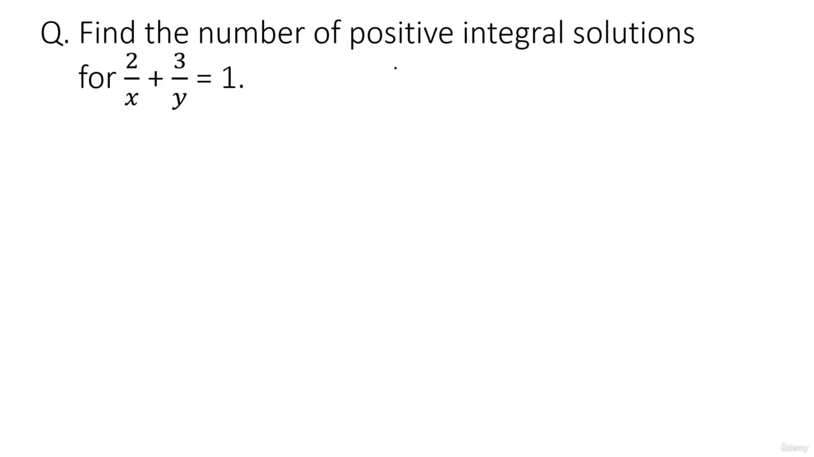Okay, guys, let's say the question had been x into y is equal to 6. How many positive integral solutions exist for x and y in this case? You can answer this, right? You can put x and y as 1 and 6, 2 and 3, 3 and 2, or 6 and 1. So we have 4 possible solutions.